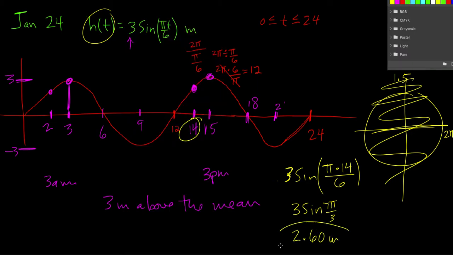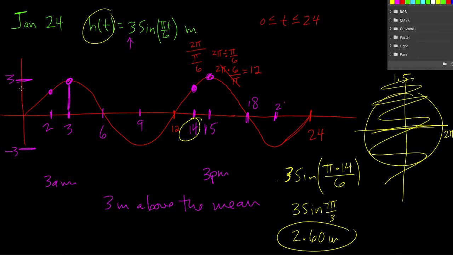2.60 meters above the mean. Okay, and that's it for that one. And then D, a ship can cross the harbor provided the tide is at least 2 meters above sea level. Let's see, when is crossing possible on January 24th?